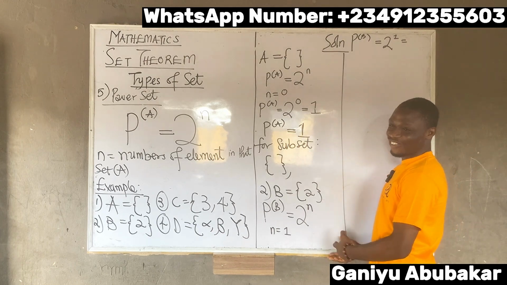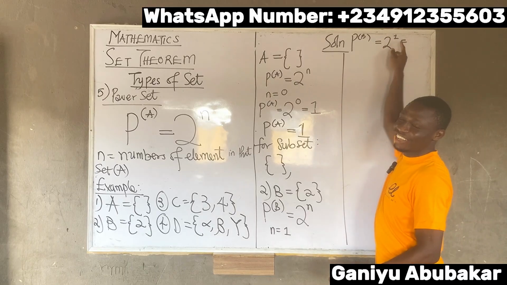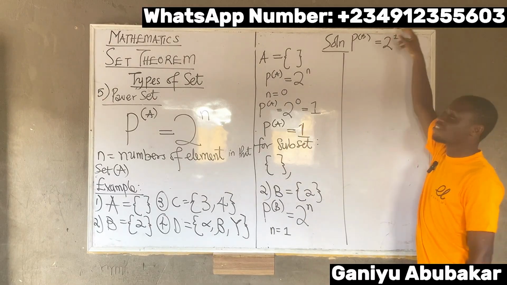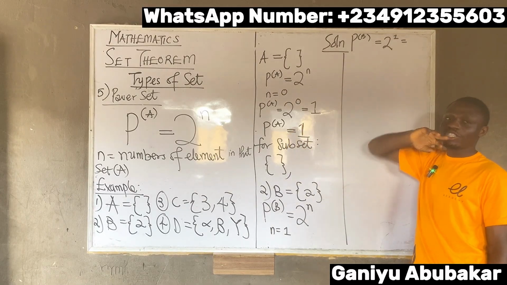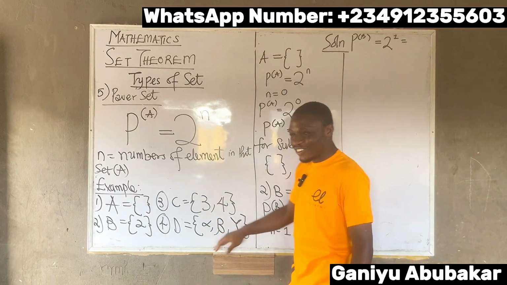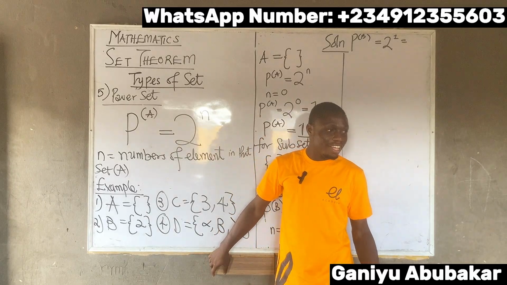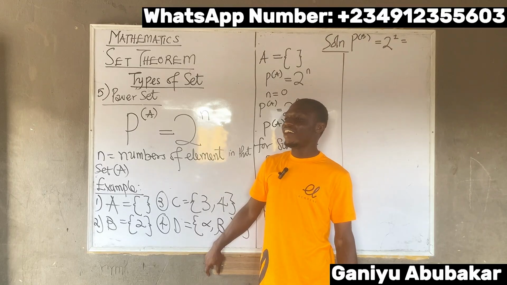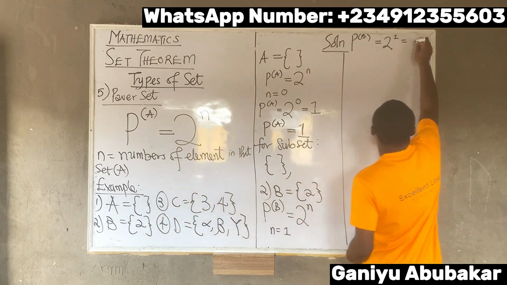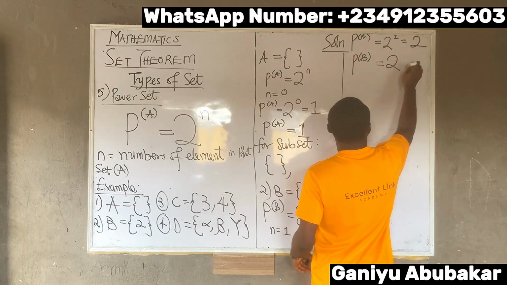I just give you now. 2 to the power 1 is what? Hold on. 2 to the power 1 is what? 2 to the power 0 is what? Are you sure? It is 2. What's my answer now? 2. So it means that the power set of B has, of course, 2 subsets. I'm done with this.